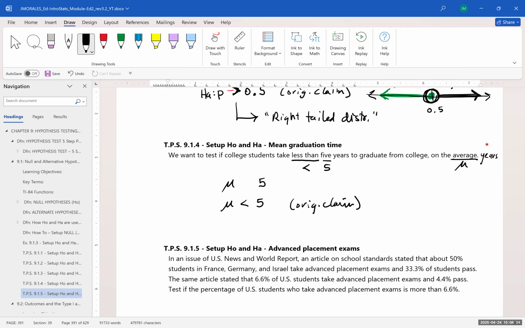All right, what's the complement to that? Well, if this one is less than, then the other one's going to be greater than or equal to. And between the two of those, the null has an equality in it. The alternate does not. And because of this less than, that means we're going to be dealing with a left-tailed distribution.